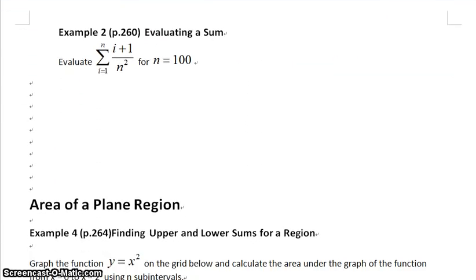So, for example, evaluate a sum. Evaluate the following summation for n equal to 100. So it looks like you have two variables, you have n and you have i, but n, you let it be 100. So let's plug it in. So the question turned into: find the summation from 1 to 100 of (i plus 1 over 100) square. Okay, so that will be your summation.